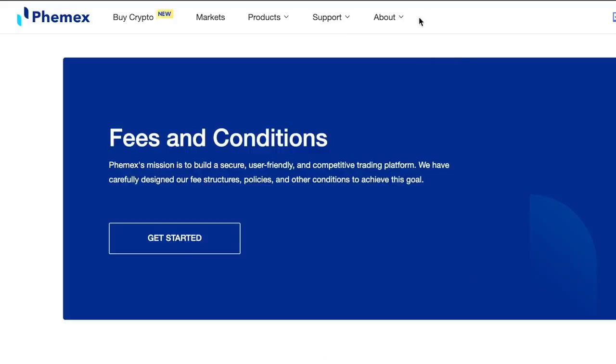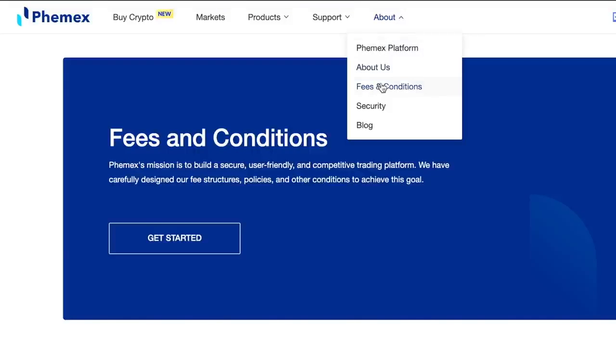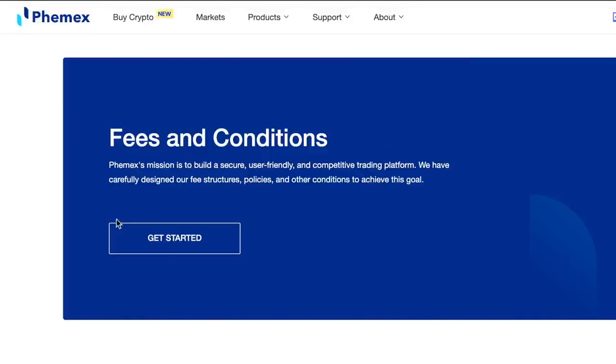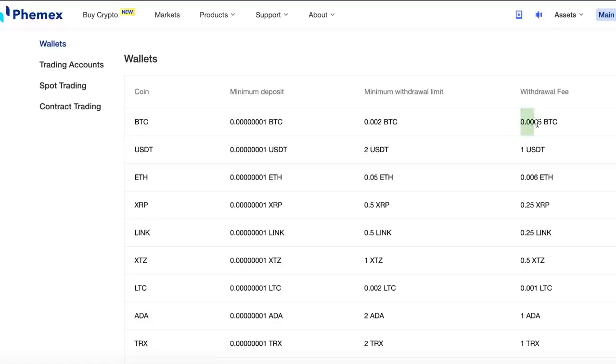If you want to know more about the fees on Phemex, go up here and click fees and conditions. You will end up on this page. And here you can see the different withdrawal fees for the different coins.